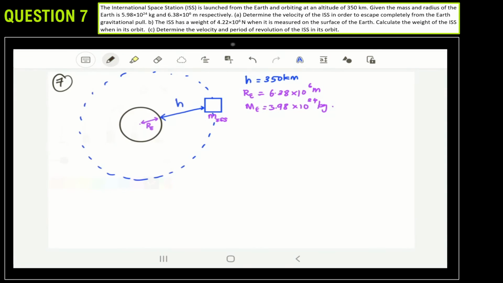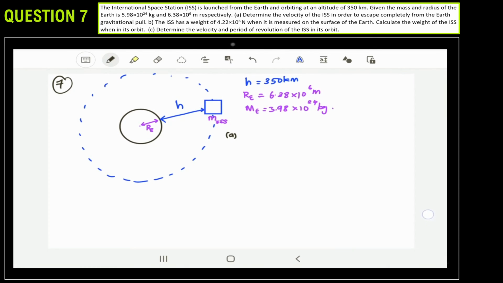Okay, so the question states: determine the velocity of the ISS in order to escape completely from the Earth's gravitational pull. Okay, so we want to find the escape velocity. We can just substitute in the equation. Okay, so square root of 2GM over R. M here is the mass of the Earth, and R is the radius of the Earth.